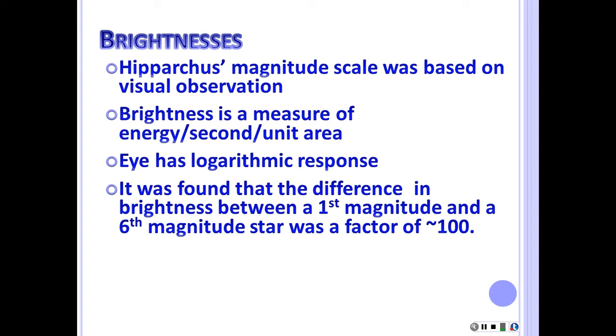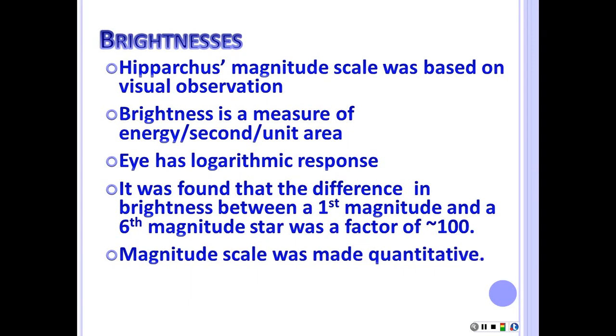And so what we've got here is that we found that the difference between the first magnitude stars, the brightest stars, and the faintest stars, was basically about a factor of 100 in brightness. So even though they appear to be only 5 times less bright for the sixth magnitude, they're actually 100 times less bright. But it's to do with the way our eyes perceive the light. And so we could quantify this.